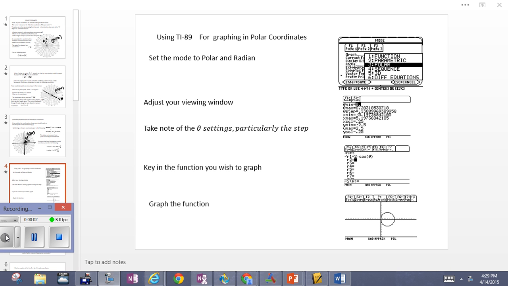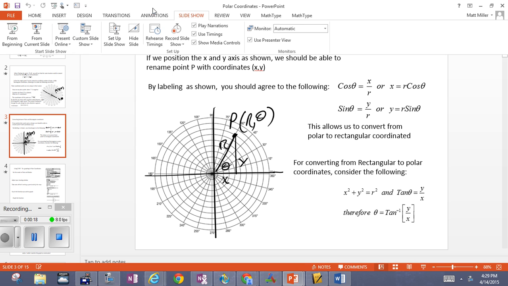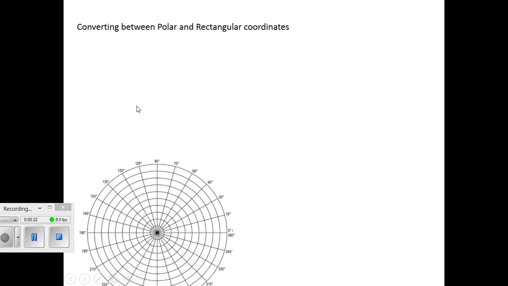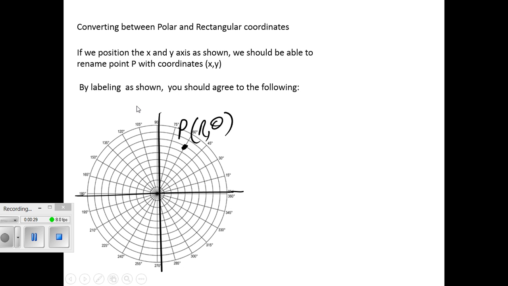Okay, we're going to go over some of the finer points on this PowerPoint presentation, just maybe reiterating some of the things we've talked about. So we'll start from here and talk about, of course, the conversion from rectangular to polar, or polar to rectangular. We take a point in polar, which is r theta, and then we superimpose our x and y axes on there.